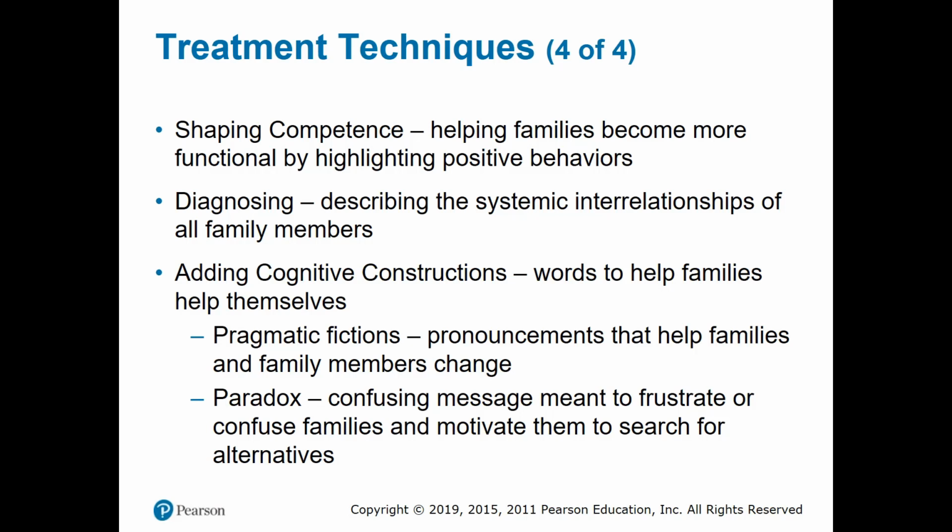Diagnosing is describing the systemic interrelationships of all family members. Adding cognitive constructions are words to help families help themselves. For example, pragmatic fictions, pronouncements that help families and family members change. Paradox is a confusing message meant to frustrate or confuse families and motivate them to search for alternatives.